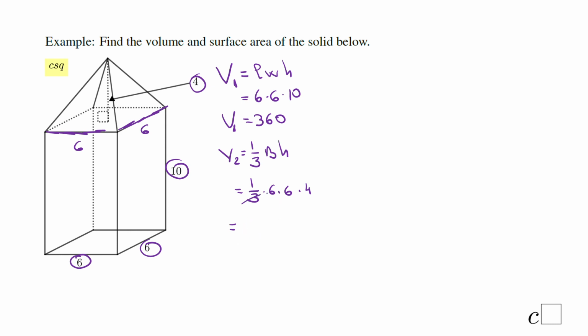So we can simplify here, and we have 3 going 6, 2 times 6, 12, 12 times 4, 48. So the volume of the composite shape solid is going to be 360 plus 48. We add these two volumes, no problems here, and that will be 360 plus 48 is 408 cubic units.